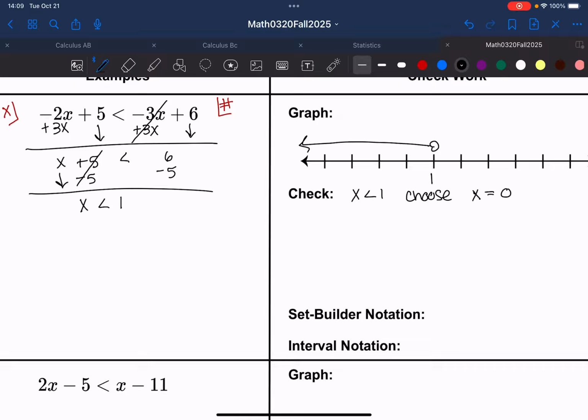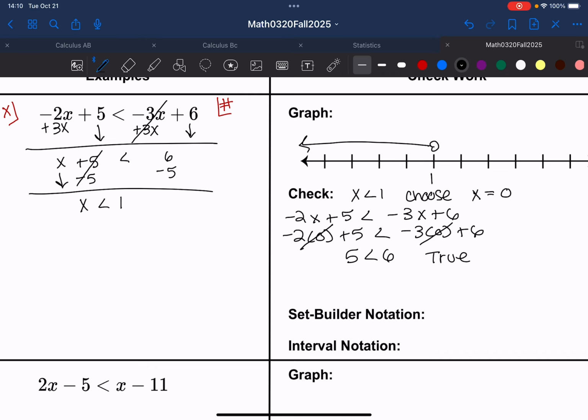And then I'm going to plug in x equals 0 into my original equation. So negative 2x plus 5 less than negative 3x plus 6. Plug in 0, so negative 2 times 0 plus 5 less than negative 3 times 0 plus 6. So everything with that 0 is multiplying, so it cancels out to 0, and I'm left with 5 is less than 6, which is a true statement.